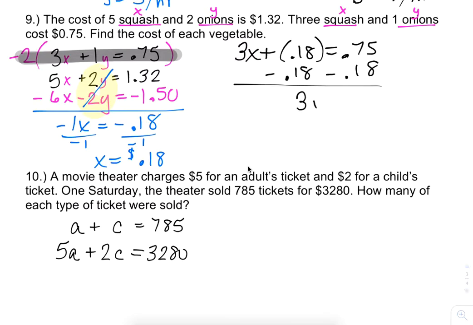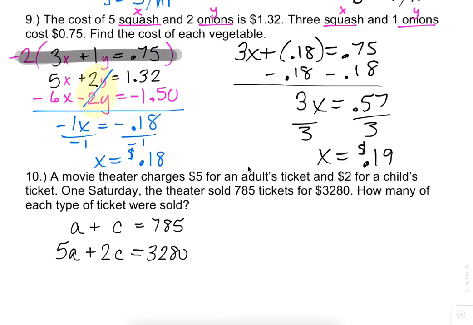So 3x equals 57 cents. Our next step is going to be to divide that by 3. And my final answer is 19 cents. So make sure that you remember that is 19 cents, or 0.19 in dollars. I don't really care if you do 19 cents or the $ sign. Okay. All right, take a second. Make sure you have number 9 written down. Last one, number 10.